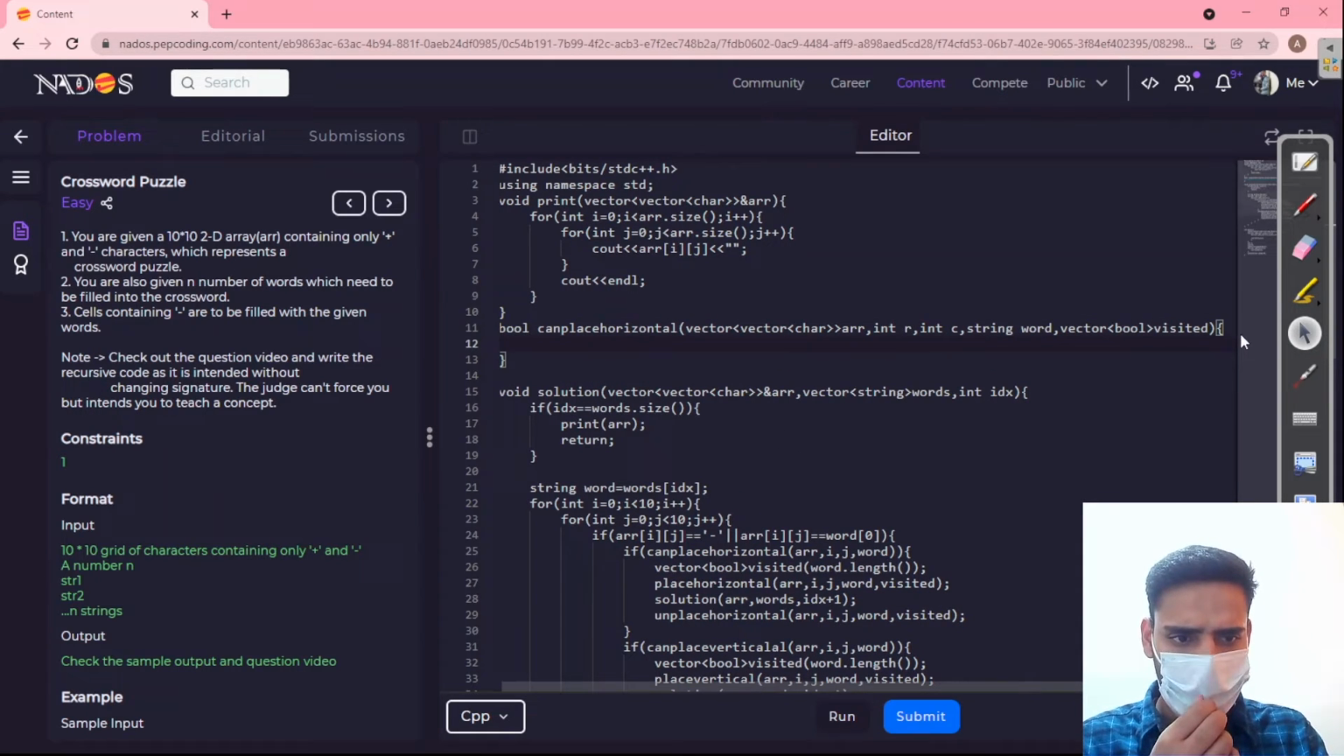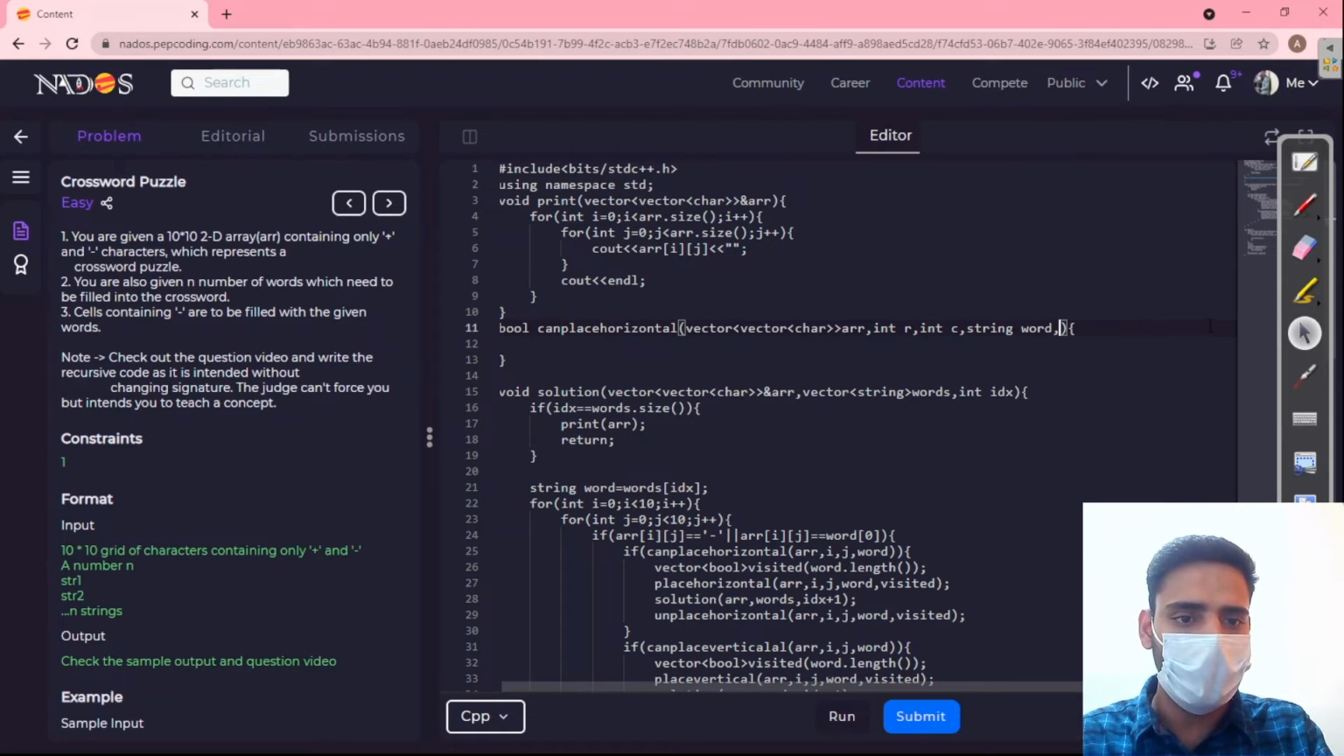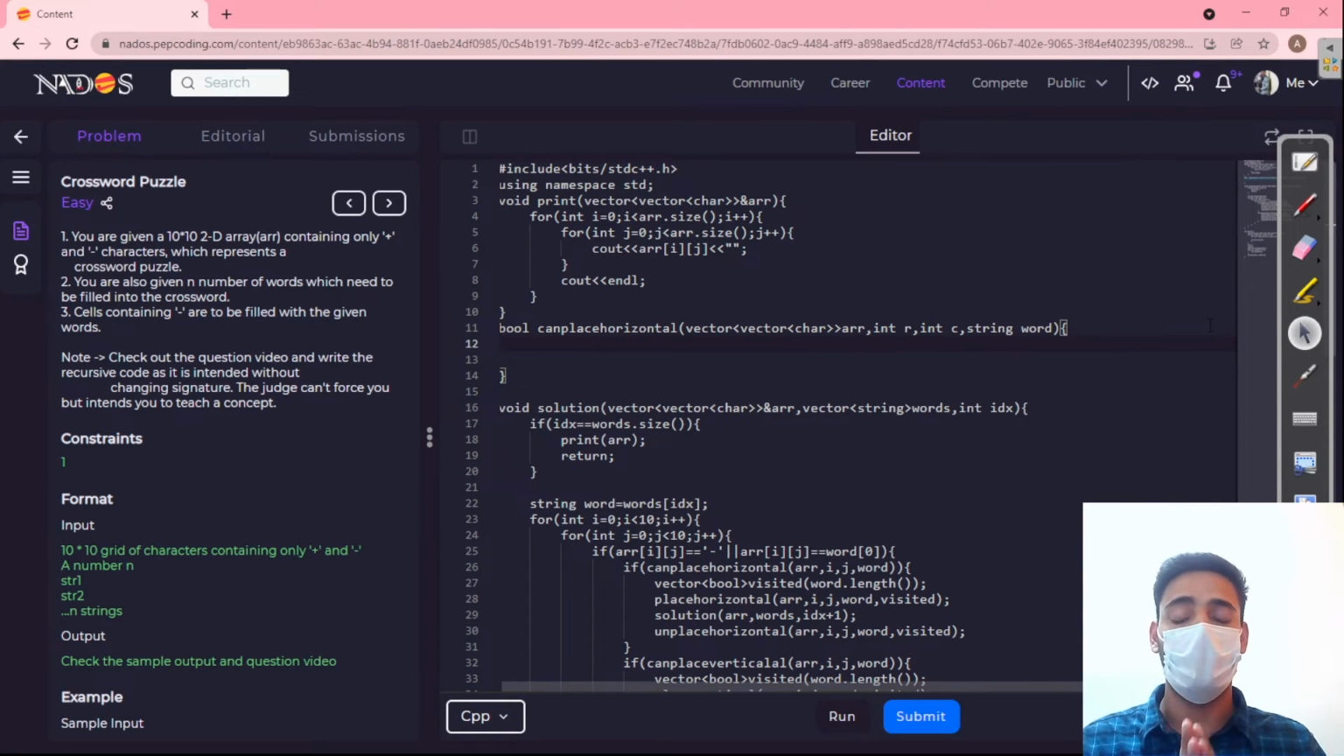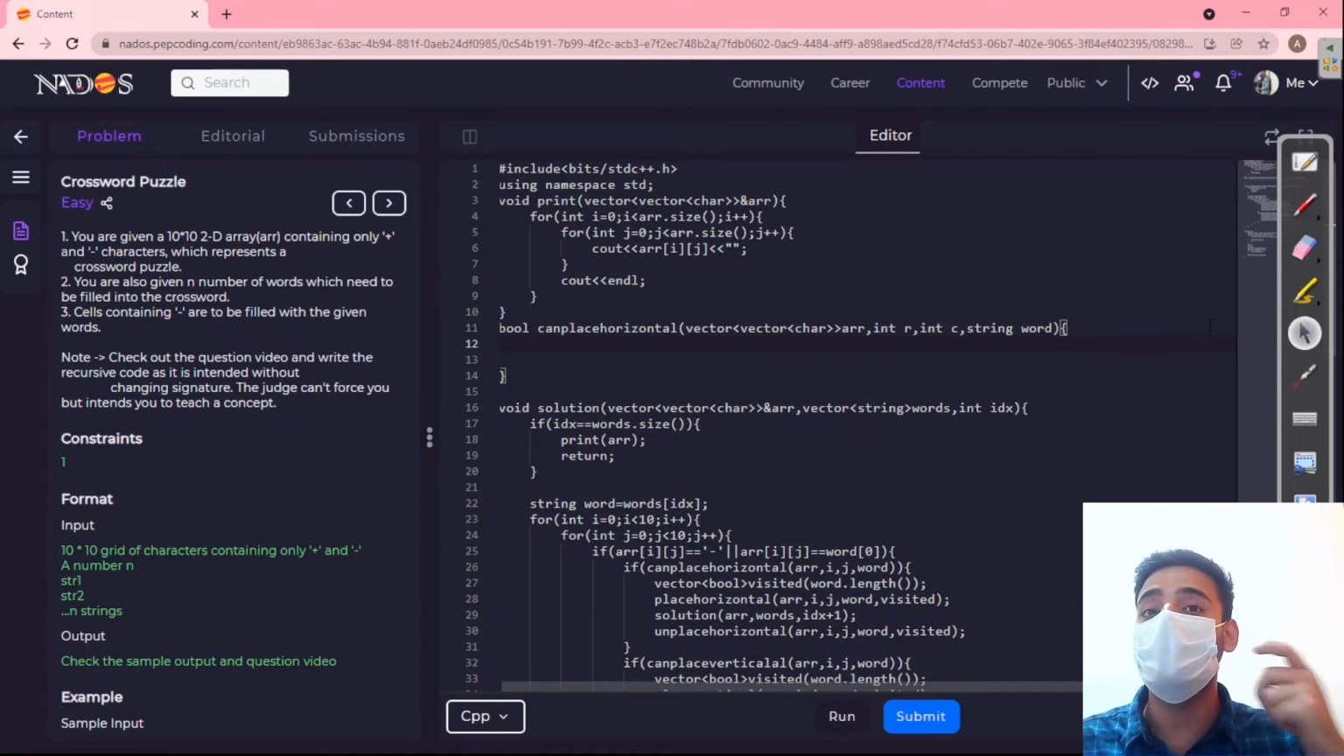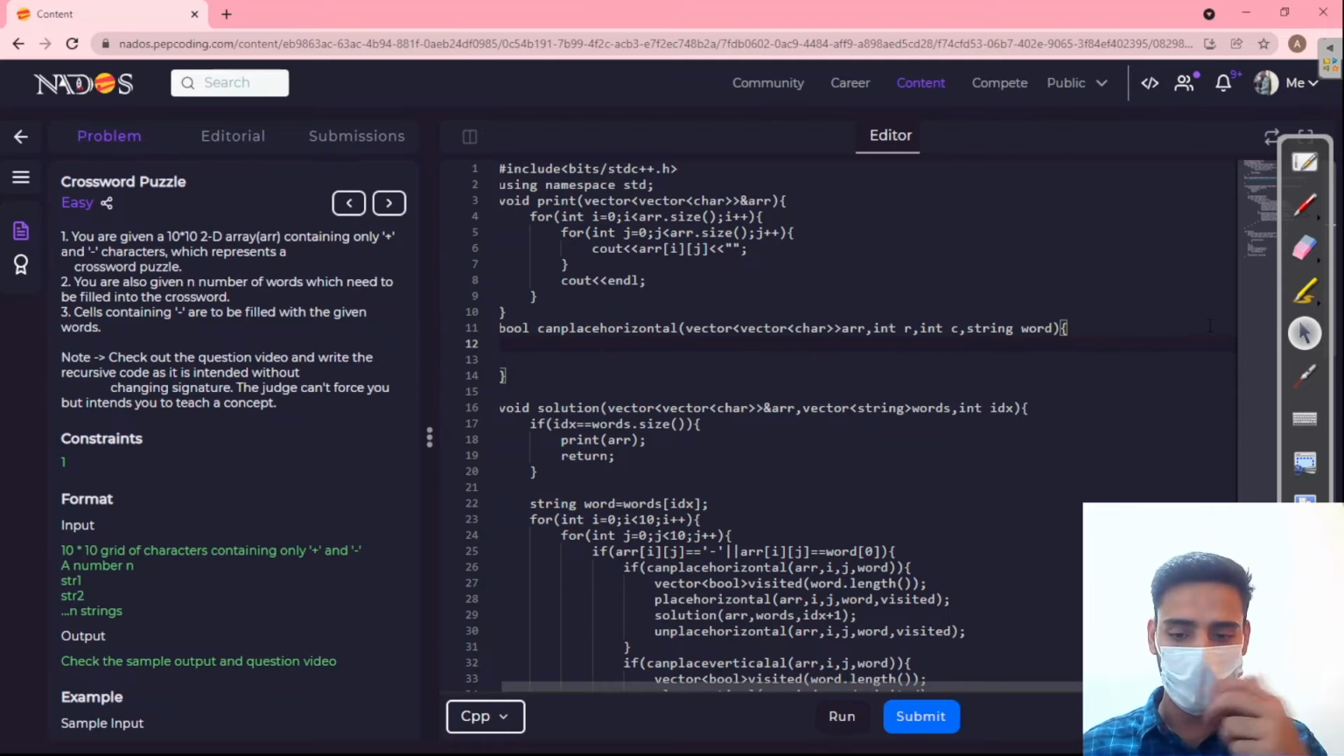Actually this is not for this. The visited vector is for while placing, not during this time, right? This time we have only words, right? So we are here now. Now what we have to do? We have to actually traverse on that word that we are getting, to check can we place this word or not, right? So let's go.